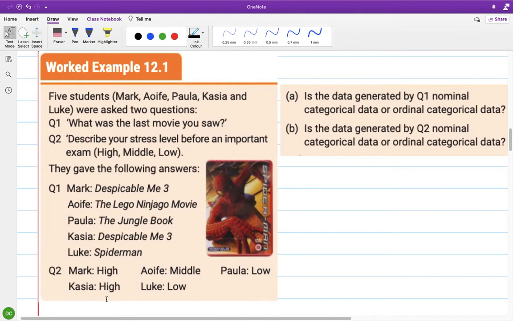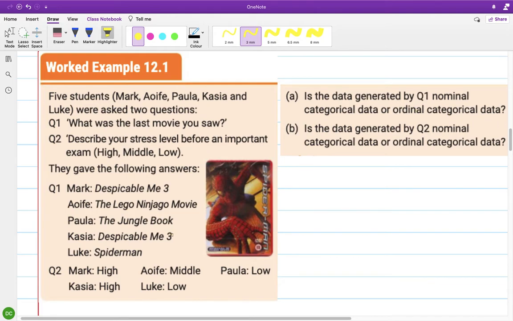Okay, so let's have a look here. So 5 students, Mark, Aoife, Paula, Cassia and Luke, were asked 2 questions. What was the last movie you saw? And describe your stress levels before an important exam. High, middle or low? They gave the following answers. So Mark said Despicable Me, Aoife said the Lego movie, Paula said Jungle Book, Cassia said Despicable Me and Luke said Spider-Man. And then for question 2, with the stress levels, Mark is high, Aoife's middle, Paula's low, Cassia is high, and Luke is low. So is the data generated by question 1 nominal categorical data or ordinal categorical data?